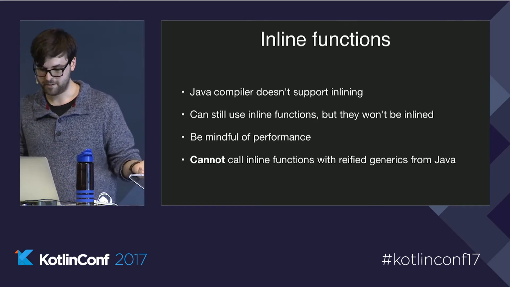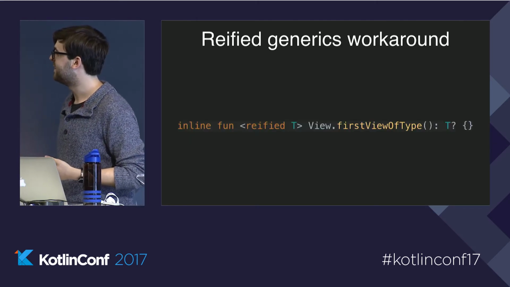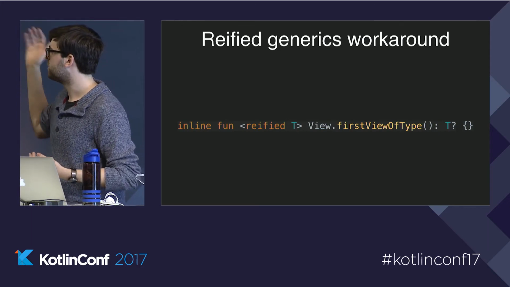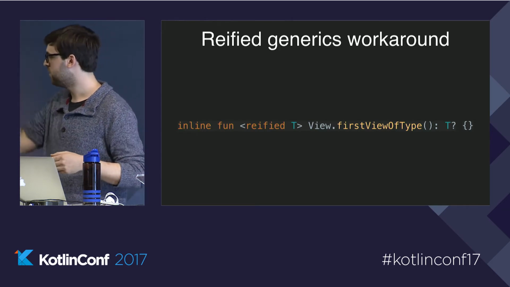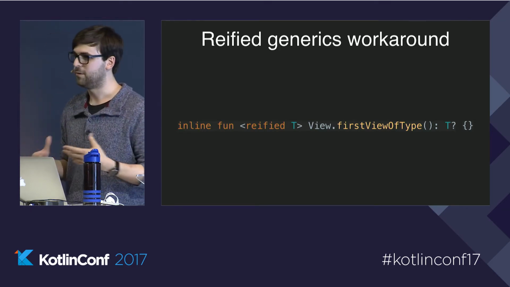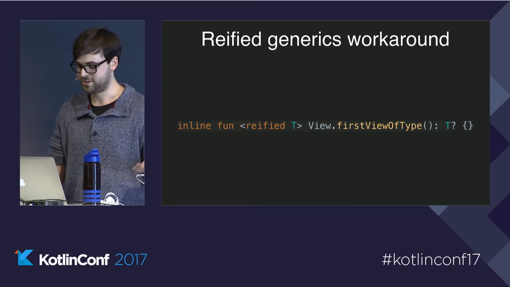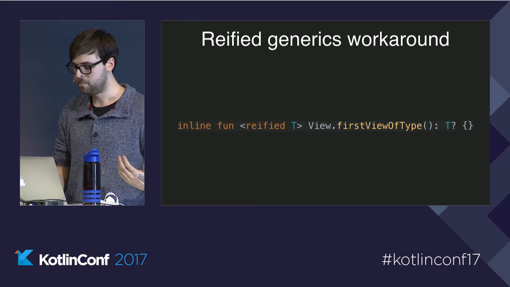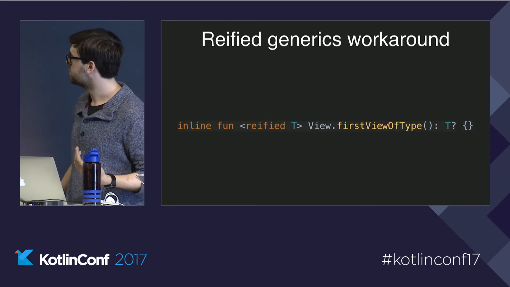So what do you do about it? Let's take this nice method. This is a method straight out of the Foursquare code. It's like on a view, first view of type. So you say, all right, I want the first view that's a recycler view. And it traverses the view hierarchy, and it goes, all right, I found a recycler view. Here it is. Or it returns null. And we love this. We use it in Kotlin. But you can't use it in Java. It just isn't allowed. So the workaround that we use is you define a second function, and you just delegate through to it.